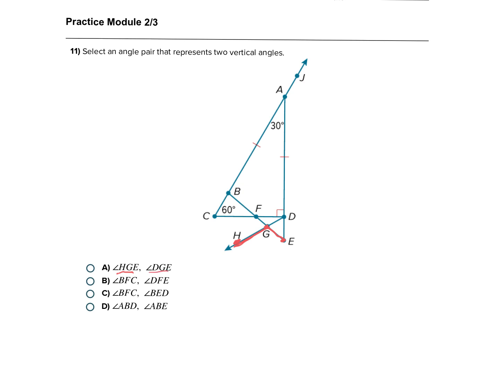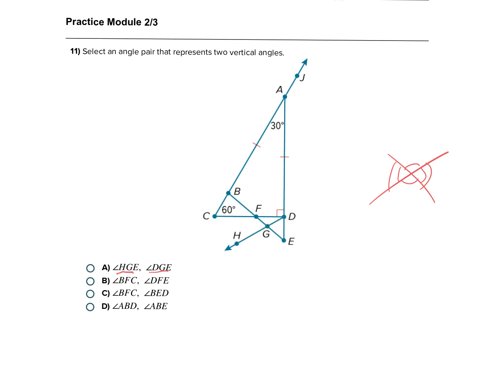And then DGE. That's D, G, and then E. So that's this angle here. And actually, those are not vertical. They actually form a linear pair. So remember, vertical angles, we're looking for the ones that are opposite one another. Same vertex, but they don't share a side.